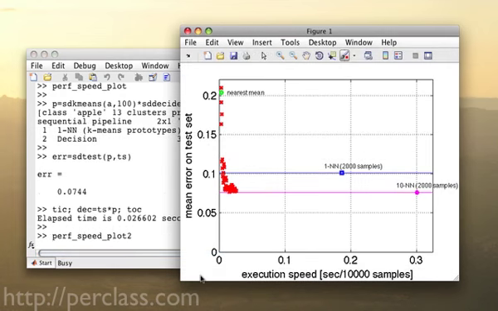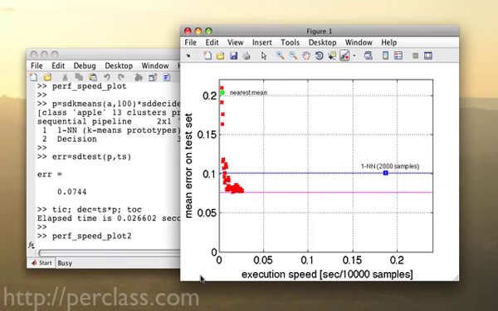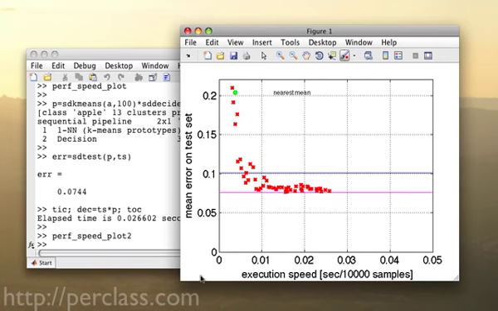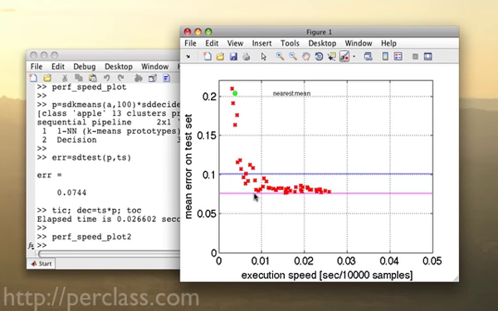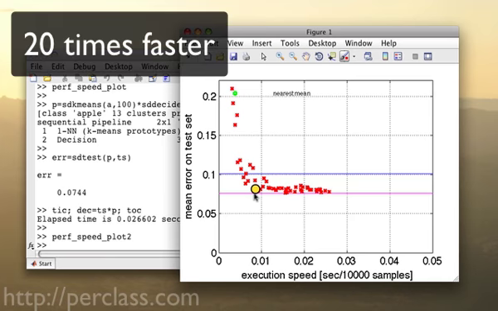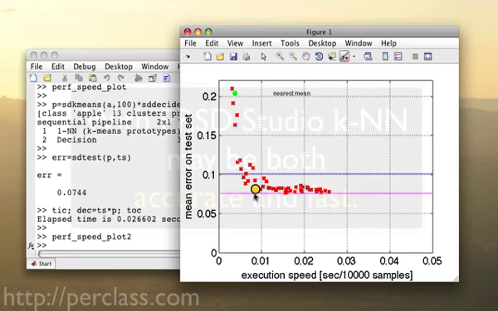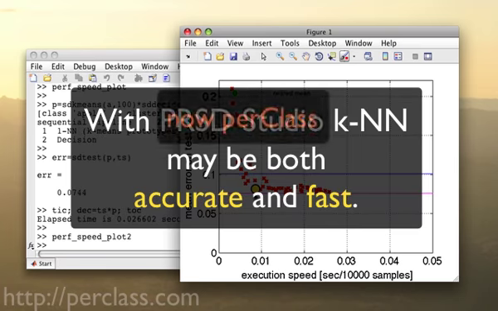These solutions are denoted by red markers. Note that the fastest sdkmeans classifiers provide large speed increase at the highest performance level. In our example, the classifier with the best trade-off is 20 times faster than the full 10 nearest neighbor. The lesson learned: with PRSD Studio, KNN classifiers can be both accurate and fast.